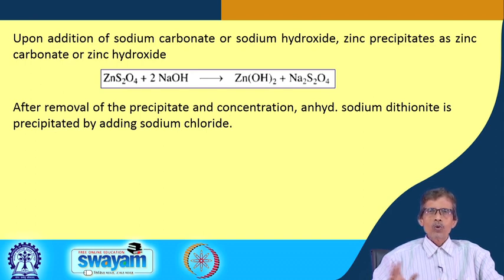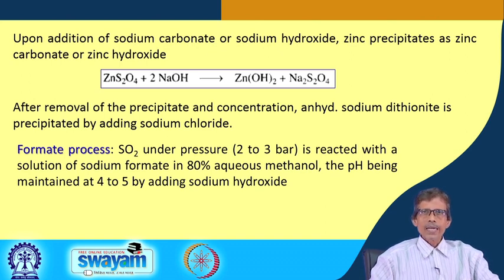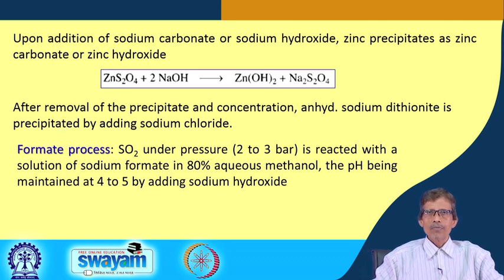So, supply of more and more sodium ions will allow you to precipitate out your sodium dithionite that is being formed through the precipitation of zinc as zinc hydroxide. So, it is precipitated out from there. Again, it can be redissolved and recrystallized once again to increase the purity of that particular salt. So, the first category of this reaction for reduction of sulfur dioxide is your zinc process, or zinc dust process. Second, the typically organic process, is the formate process.